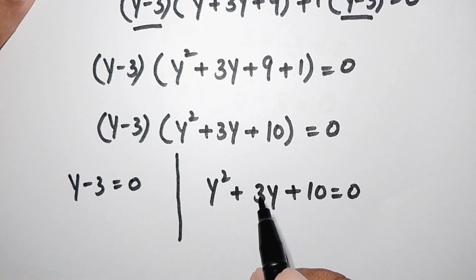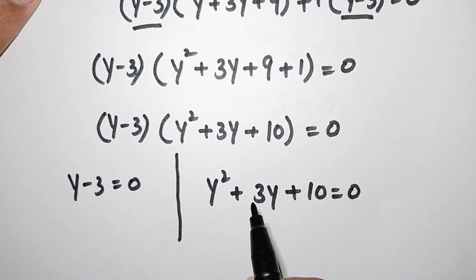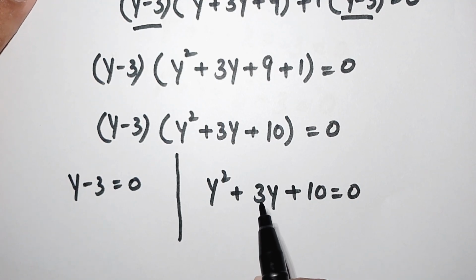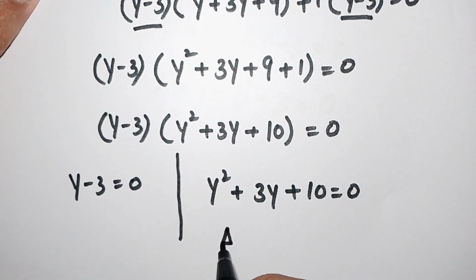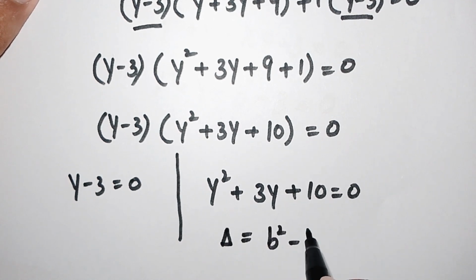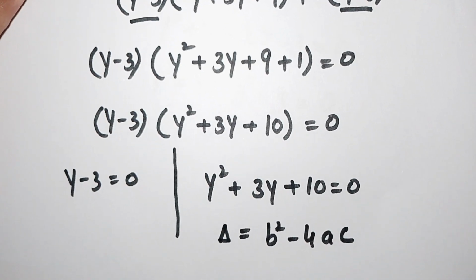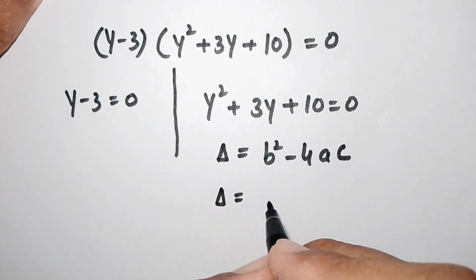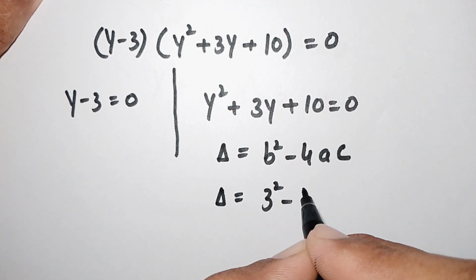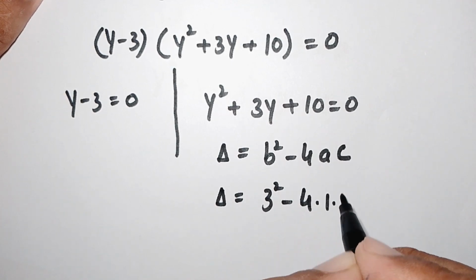So for this we have to use the discriminant formula to find whether it gives a real solution or a complex solution. So here we use the discriminant formula, that is b square minus 4ac. So here the discriminant is equal to, here b is equal to 3, so 3 square minus 4 times a is 1 and c is 10.